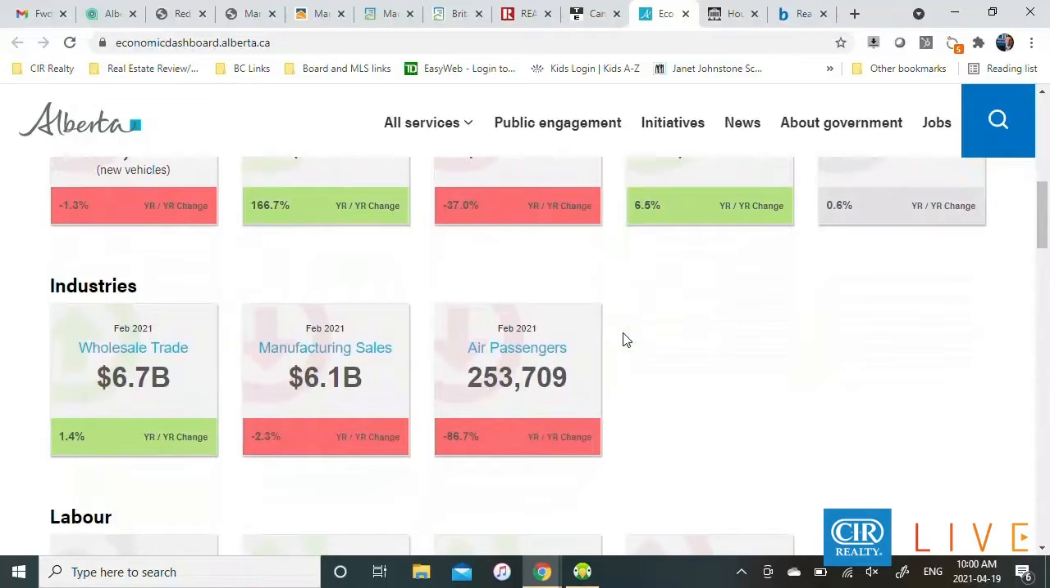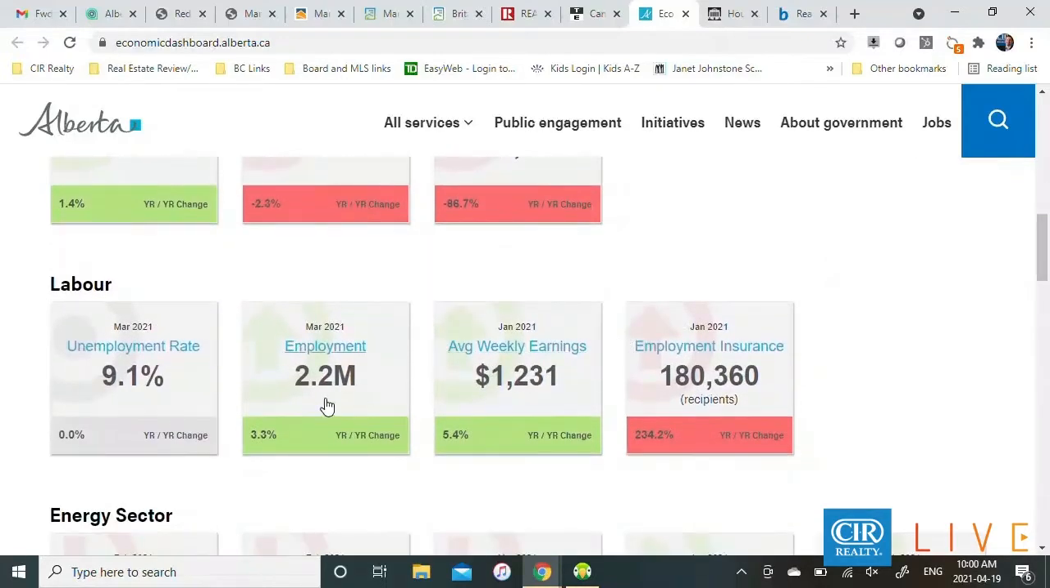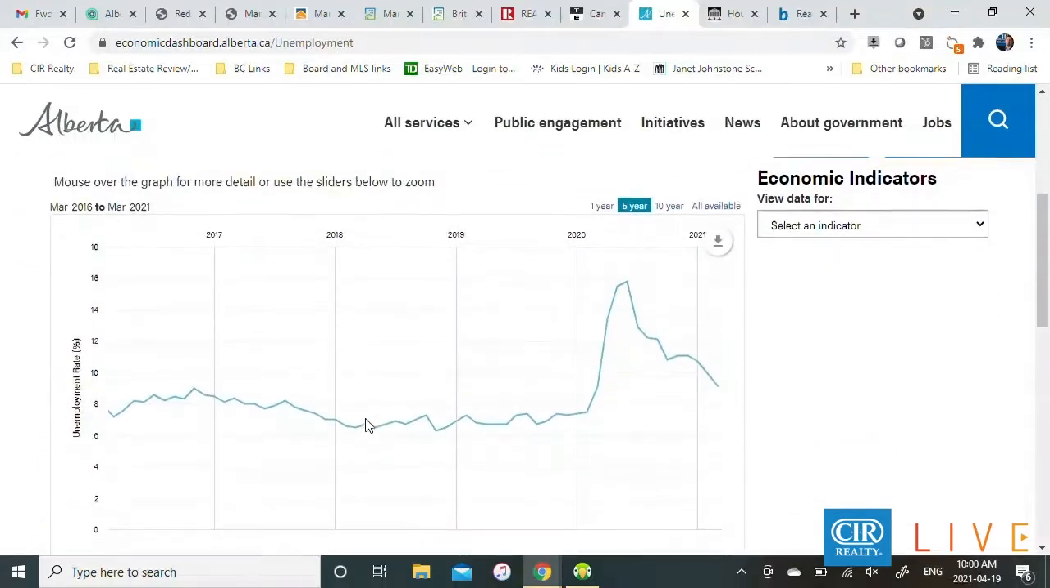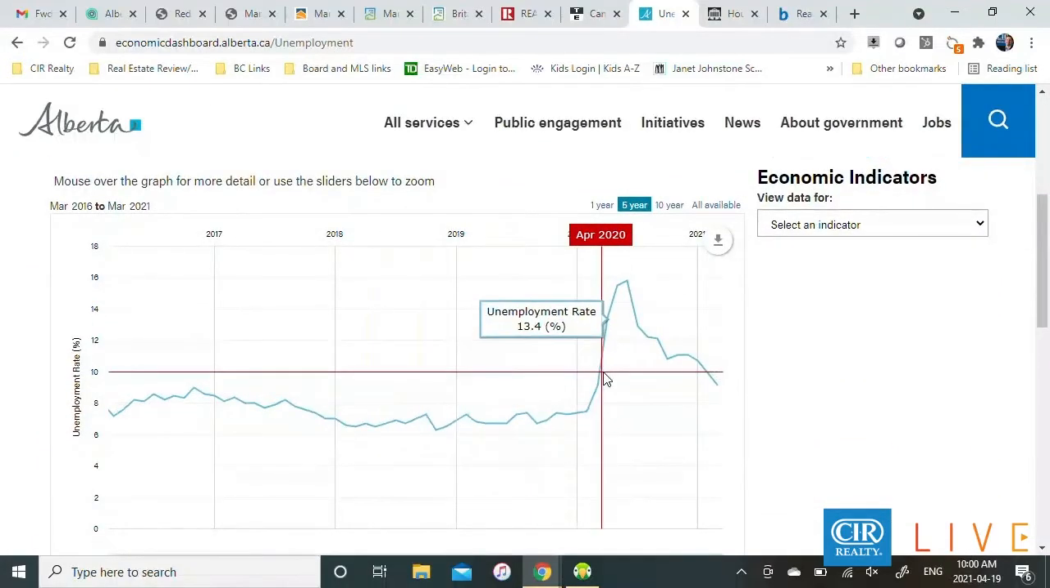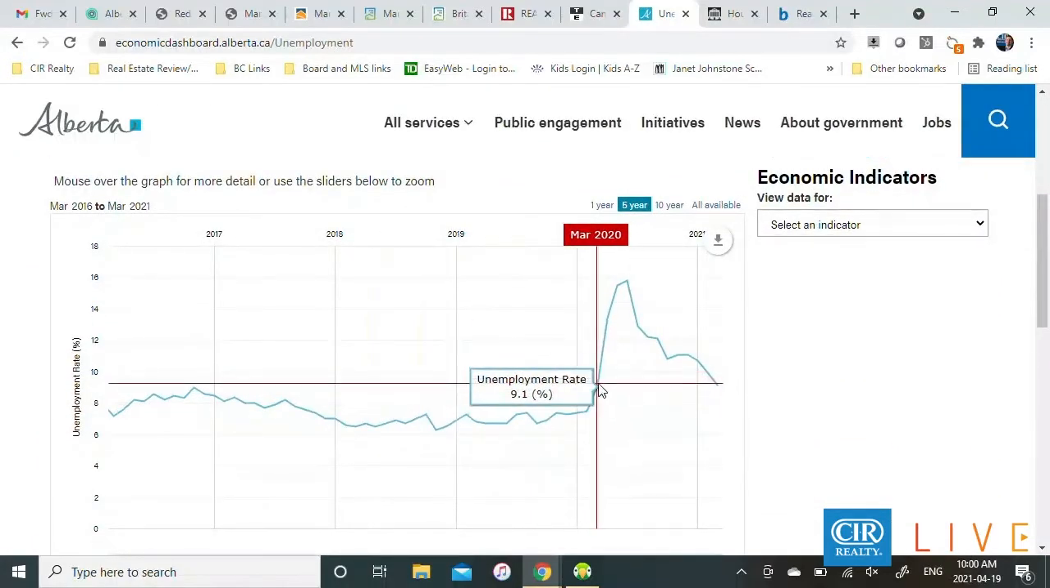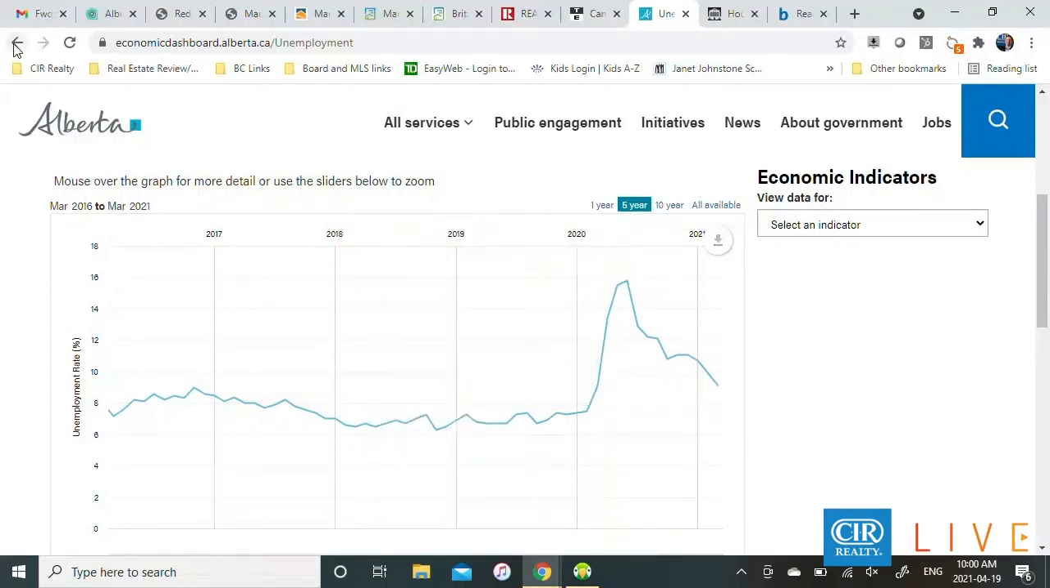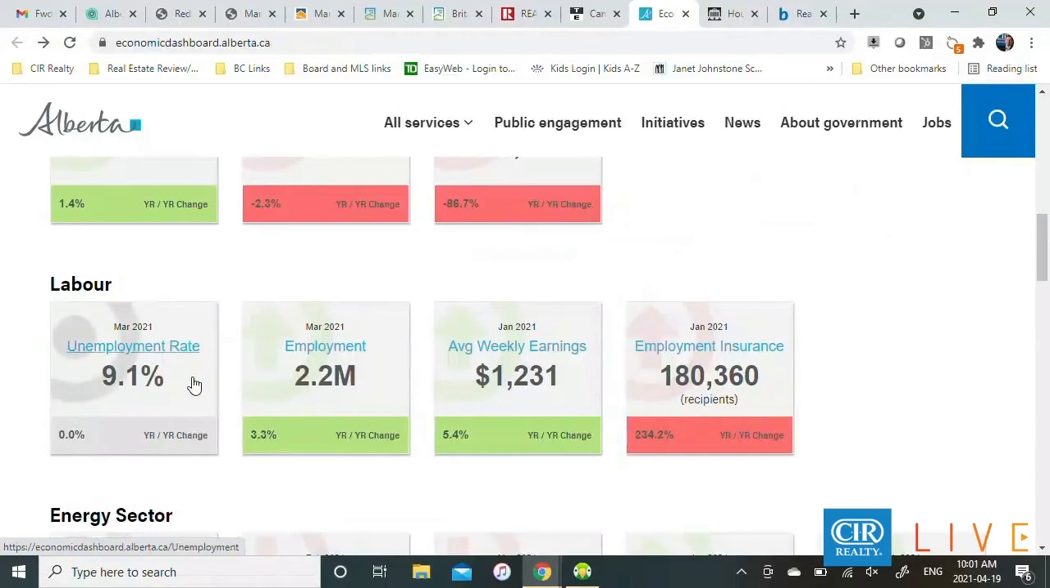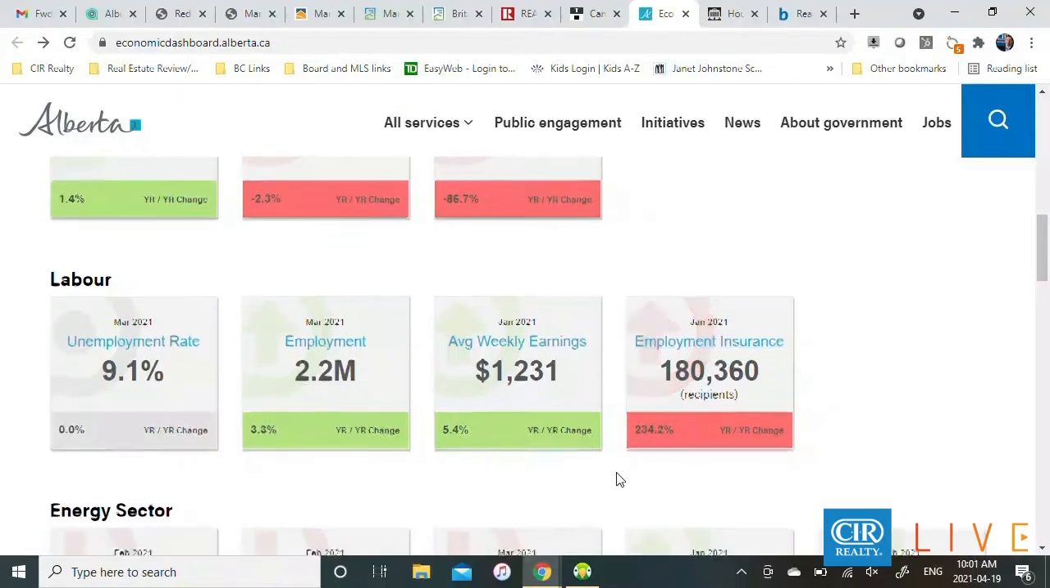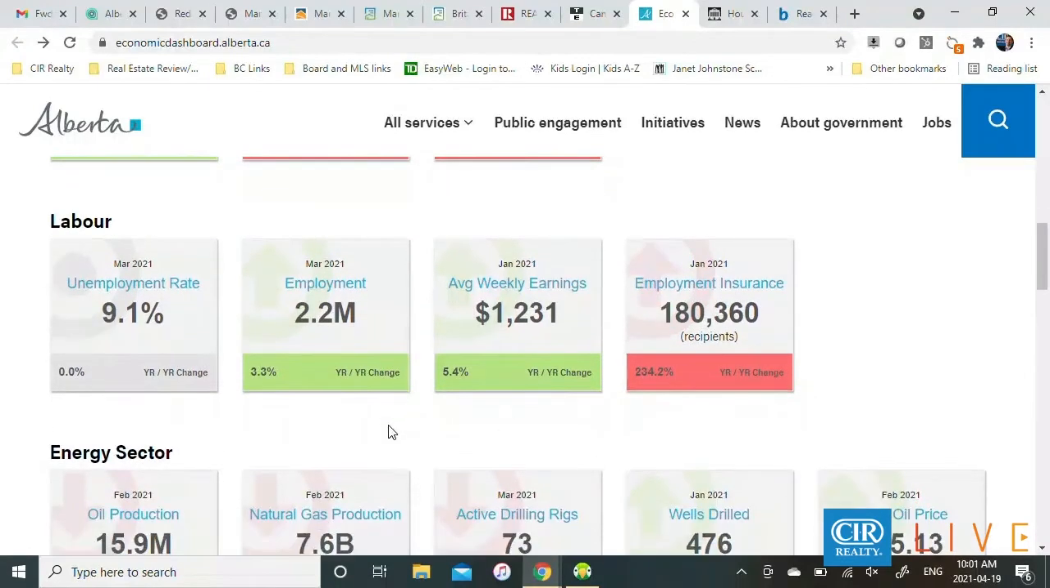And the things that I wanted to really point out were our unemployment rate is actually as low as it's been since last March. So the unemployment rate is dropping. Albertans are getting back to work. This is going to be an interesting one to see if this is going to continue to drop. The number of people on employment insurance.